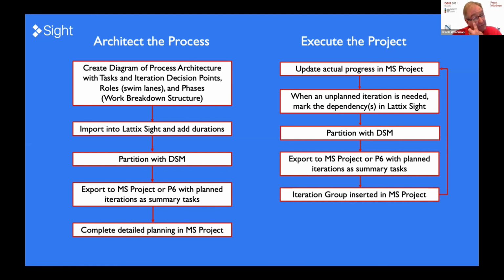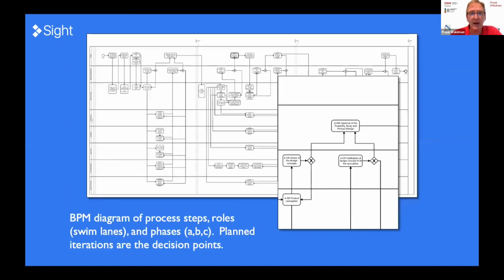So the idea is during the architecting of the process, you get the benefit of DSM, and it's a bridge to Microsoft Project, where you can automatically create a plan there. So what does it look like?